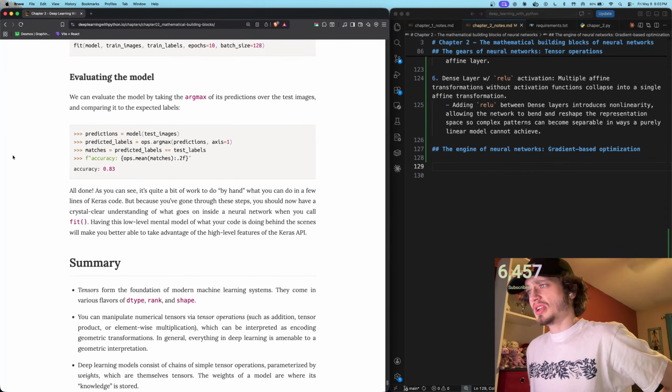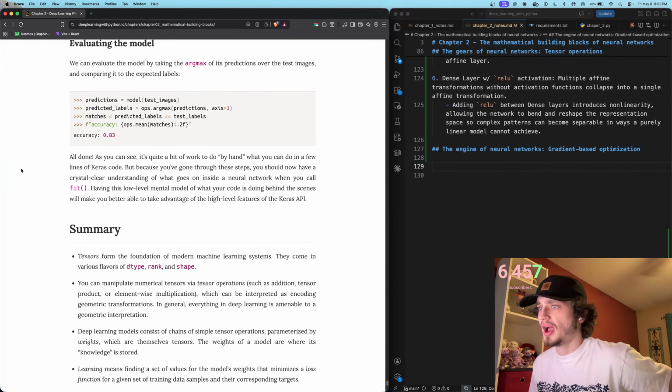All done. As you can see, it's quite a bit of work to do by hand what you can do in a few lines of Keras code. But because you've already gone through the steps, you should now have a crystal clear understanding of what goes on inside a neural network when you call fit. Having this low-level mental model of what your code is doing behind the scenes will make you better able to take advantage of high-level features of the Keras API.